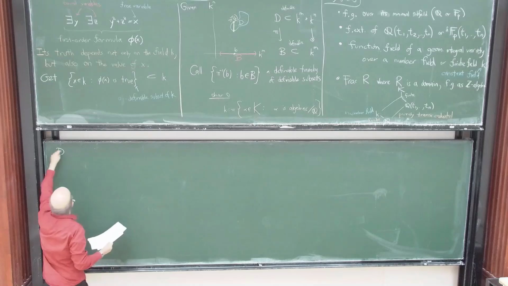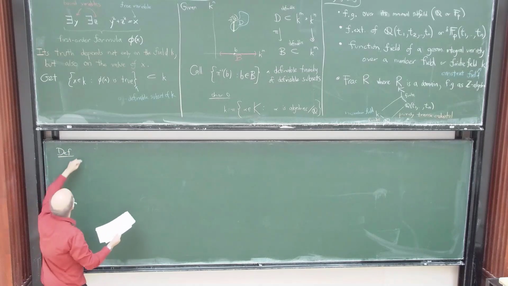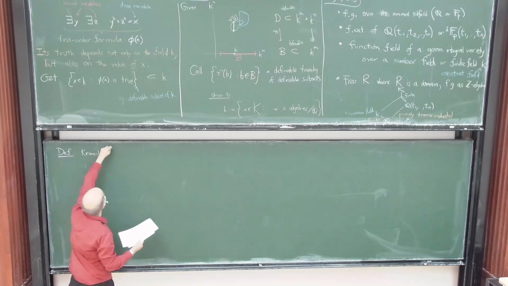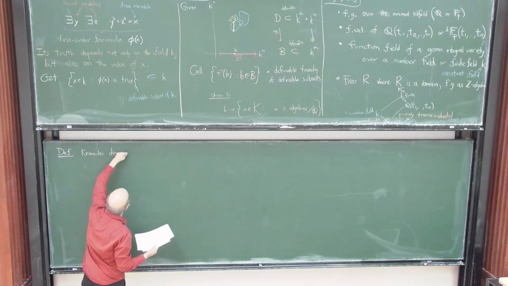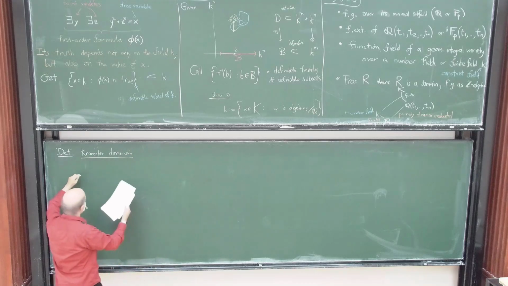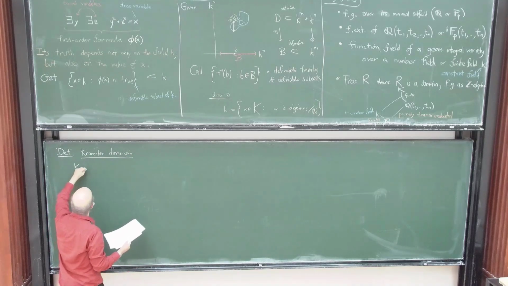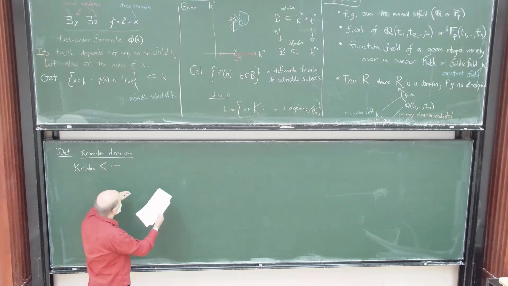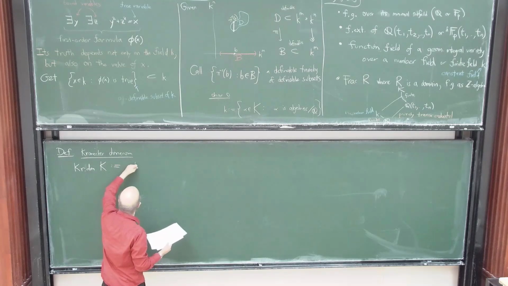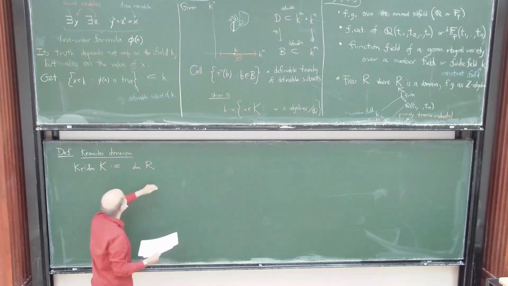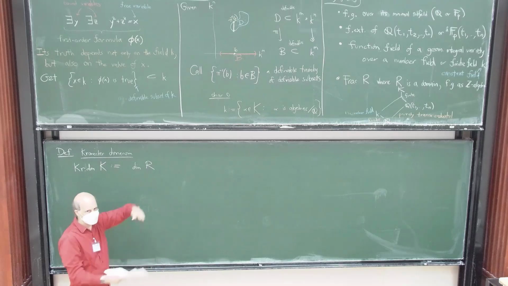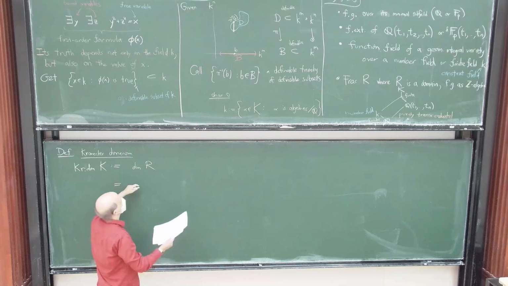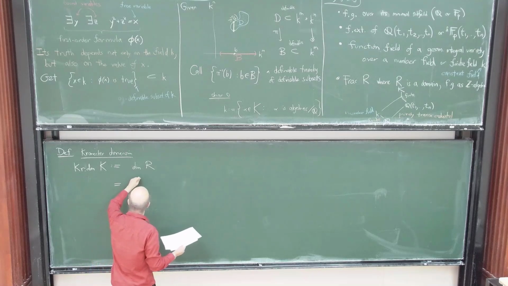So in terms of this description, I can define the Kronecker dimension of a finitely generated field. This only makes sense for finitely generated fields. This Kronecker dimension is the same as the Krull dimension of the ring R, which is defined in terms of chains of prime ideals in commutative algebra. Or you can define it in terms of the transcendence degree.